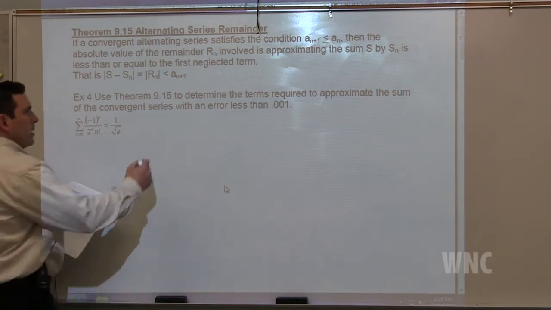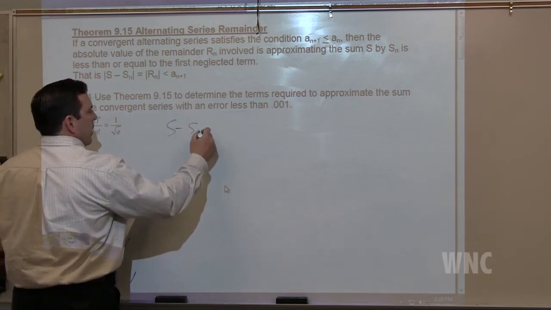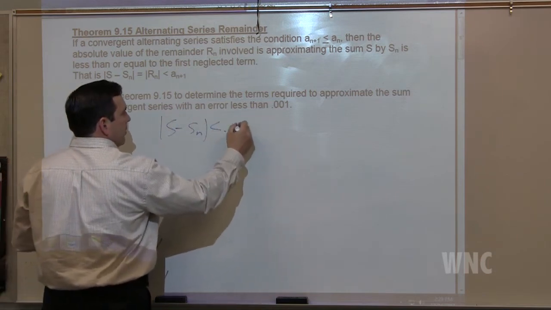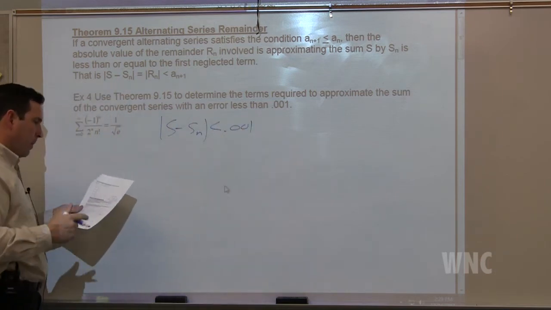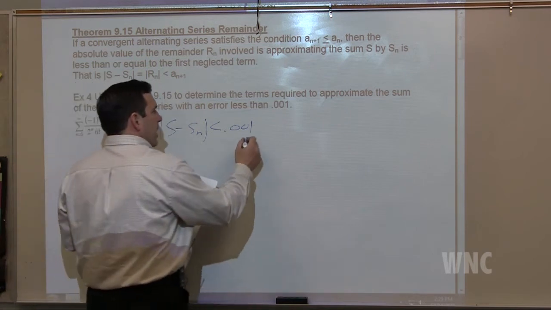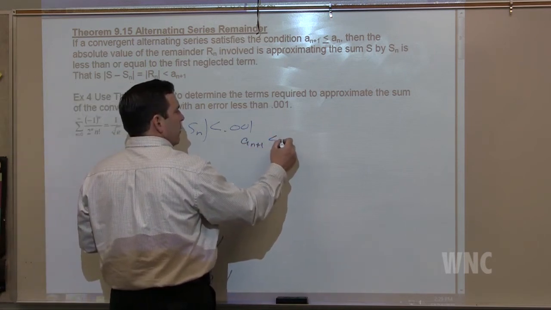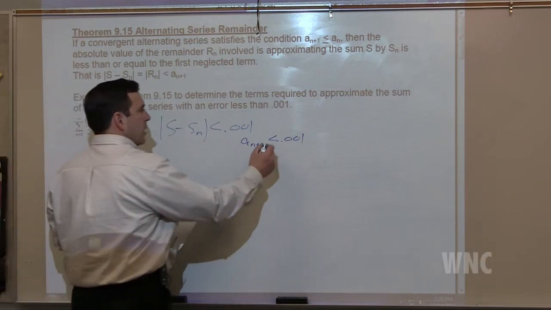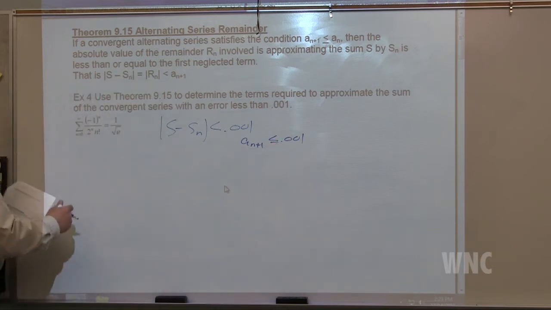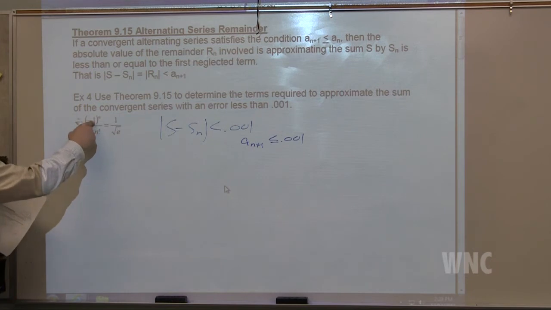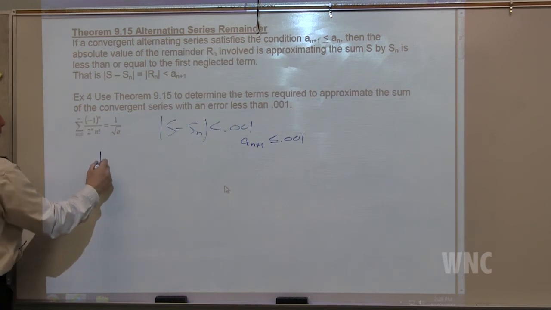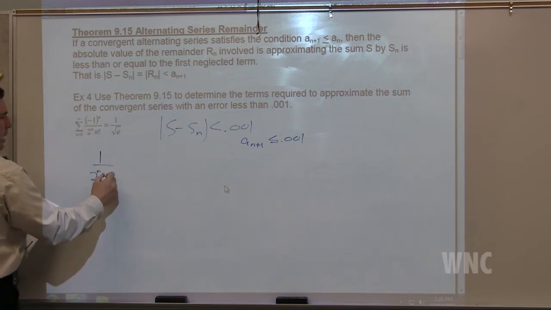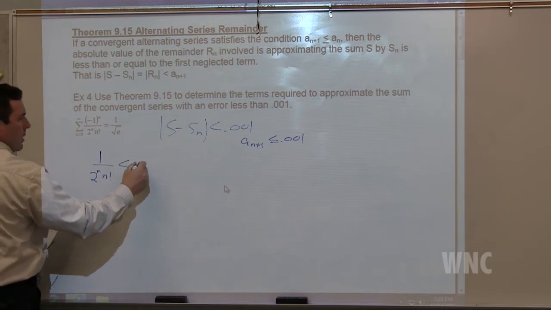So what we want is the absolute value of s minus s sub n to be less than 0.001. So we want a sub n plus 1 to be less than or equal to 0.001 is what we're after. So we drop off the alternating part, the negative 1 to the n. We have 1 over 2 to the n times n factorial needs to be less than 0.001.